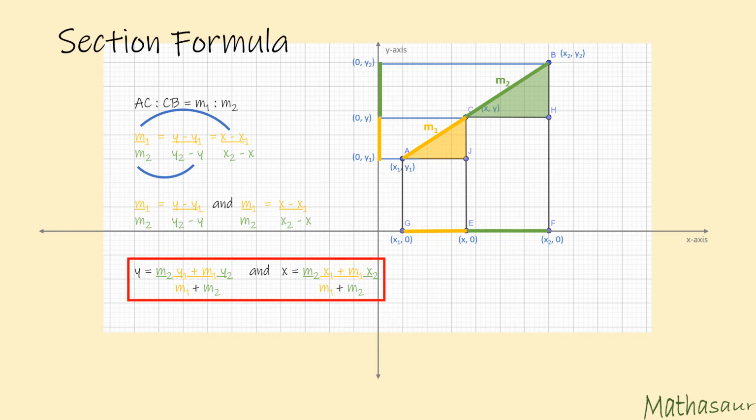Now let us cross multiply and find the values of x and y, the coordinates of point C in terms of the coordinates of points A and B. So we get y equals (m2y1 plus m1y2) divided by (m1 plus m2), and we get x as (m2x1 plus m1x2) divided by (m1 plus m2). Now this formula for finding the coordinates of point C is known as the section formula. Let us recall that we only looked at similar triangles and the ratio of their corresponding sides.